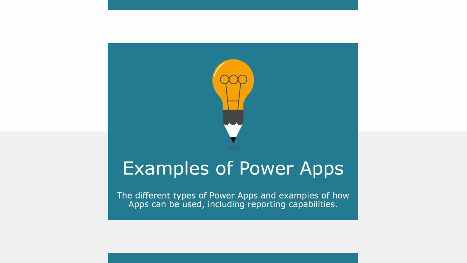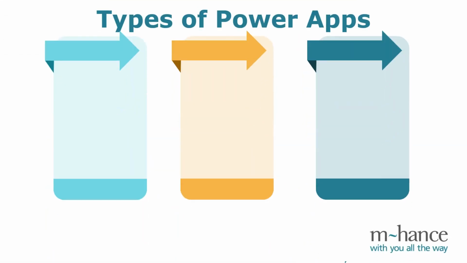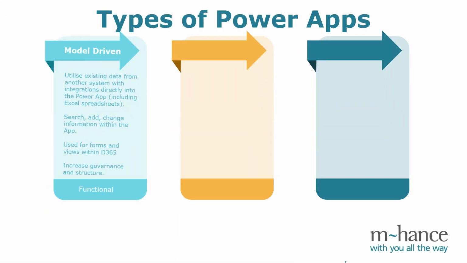So, let's have a look at a few Power Apps now, and we'll go through the different types of what they are. Going back to what we said before, we've got the three types. We've got model-driven apps, utilizing data from existing systems, Excel spreadsheets, all that sort of stuff. You've got the ability to search, add, change. Use it for those who are comfortable and used to D365, very similar views. And what I would class model-driven apps as is functional.